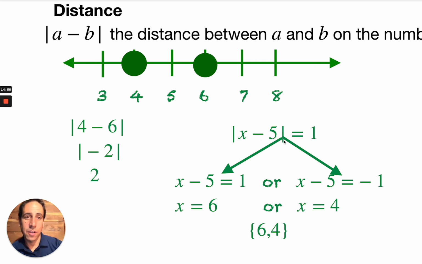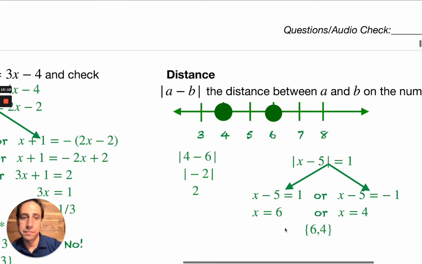And so you can solve this, and when you undo the absolute value, you get this. There's the positive version, there's the negative version. Adding 5 to both sides, you get 6, and you get 4. So this is actually two numbers I could be thinking about. Two numbers that have a distance of 1 away from the number 5. And they are 6 and 4.